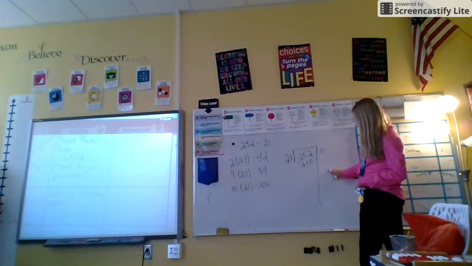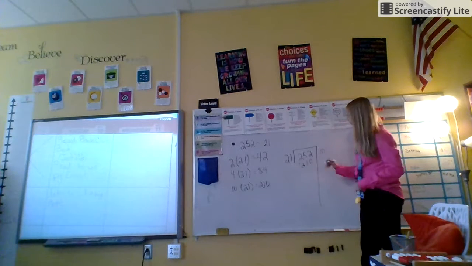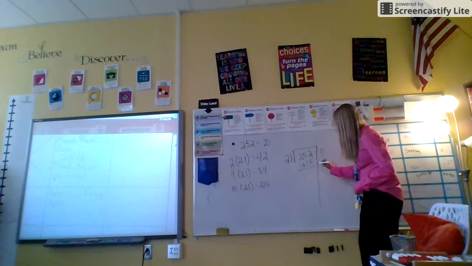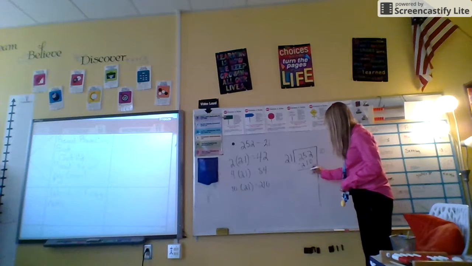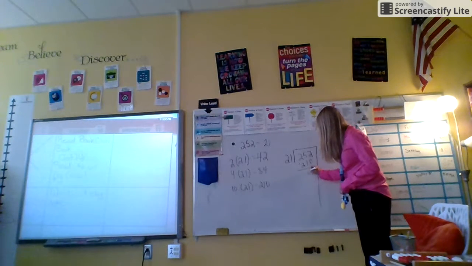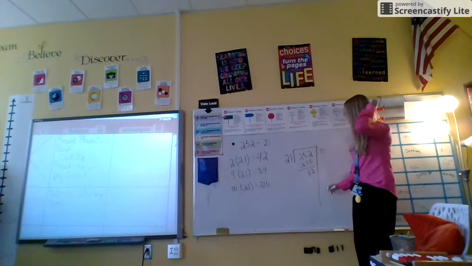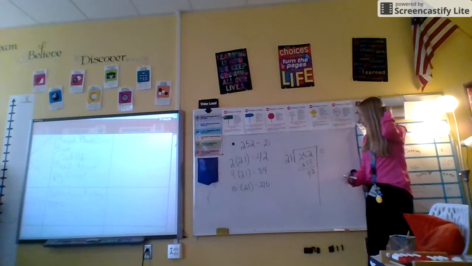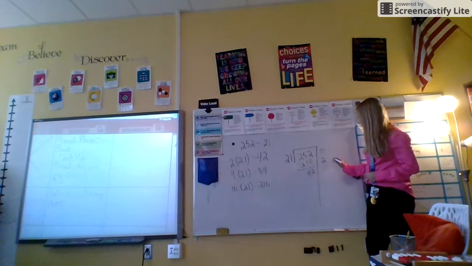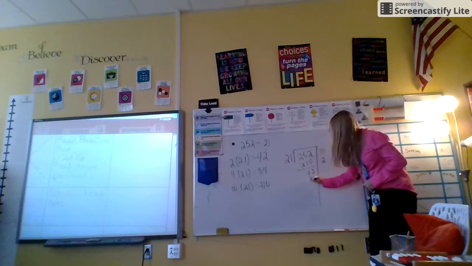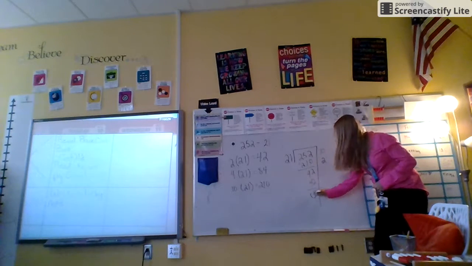Notice I'm collecting the groups I pulled out of 21. Now I'm going to subtract. 2 lose 0 is 2, 5 lose 1 is 4, and 2 lose 2 is 0, so 42. Hey, let's take a look. Two groups of 21 is 42, so I can just pull out two more groups, which is 42, lose those groups, and now I have 0.